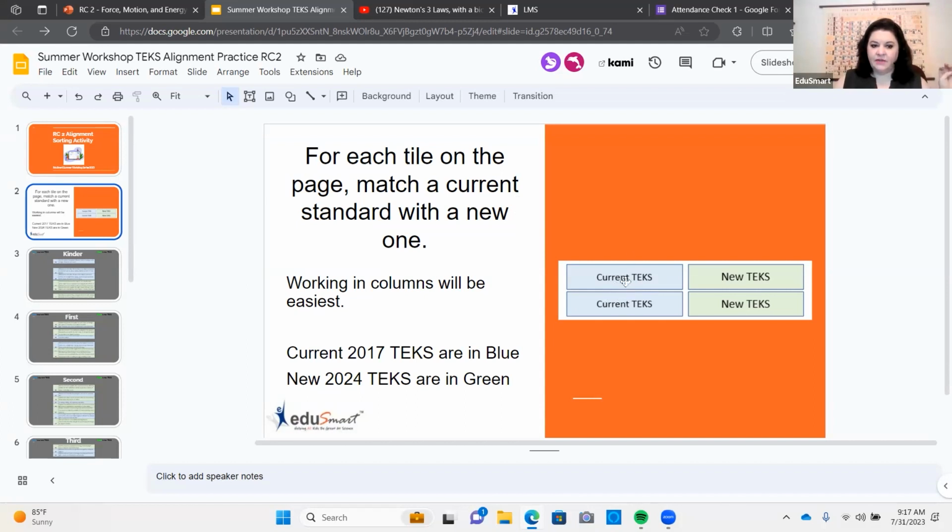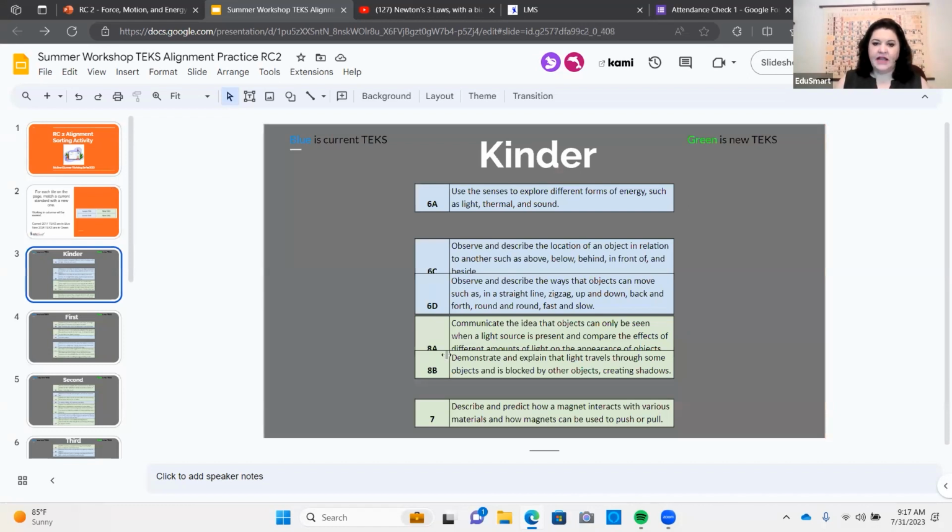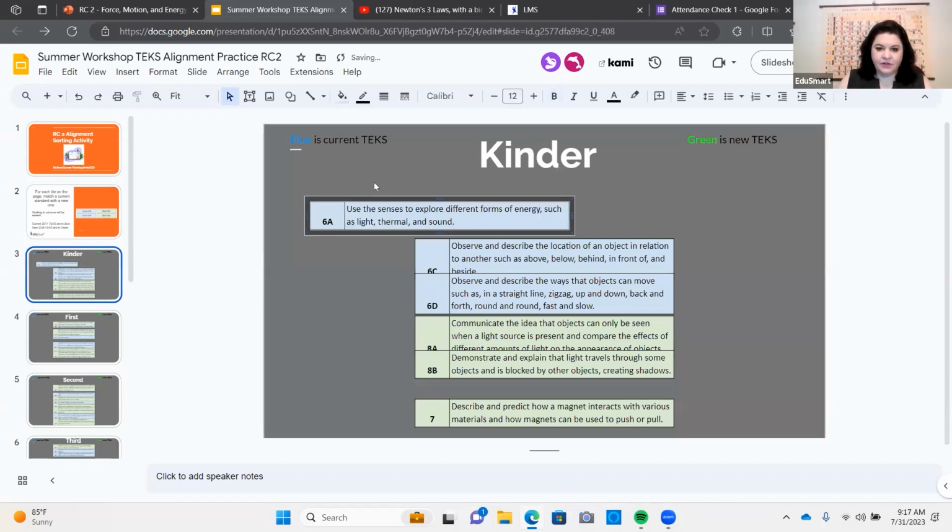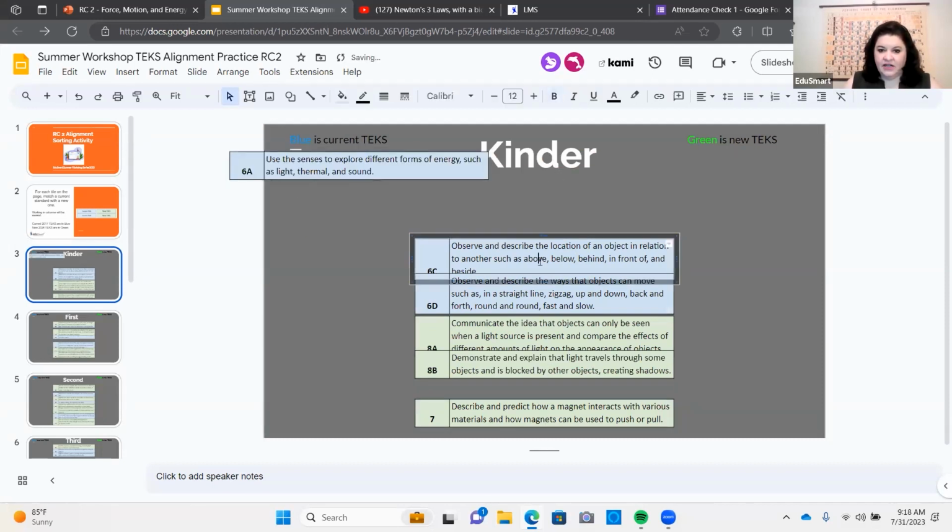So there are a lot fewer standards, but they are far more rigorous. You're going to line them up by putting the blue on the left and the green on the right, and if there is a correlation, we want to see that correlation. For example, the current standard says use our senses to explore the different forms of energy. The new standard talks about light and talks about magnets, but there's really not one that lines up exactly with this. So I'm going to stick this one off to the side.